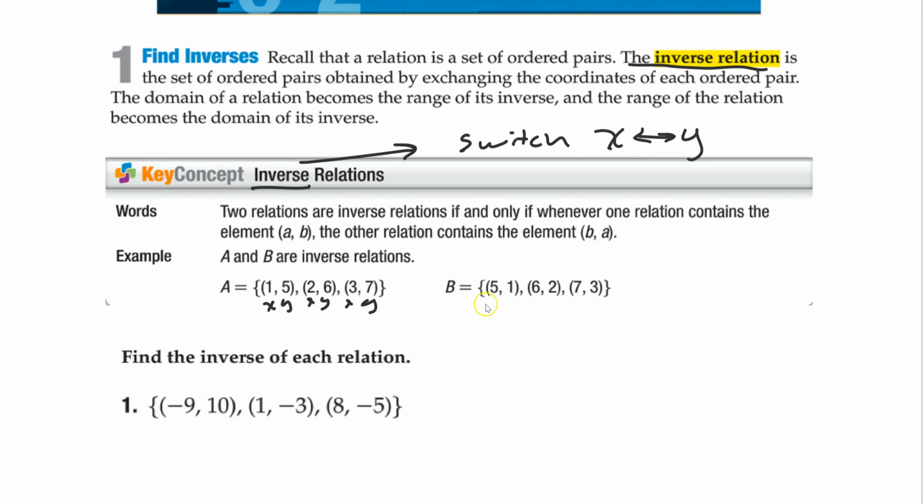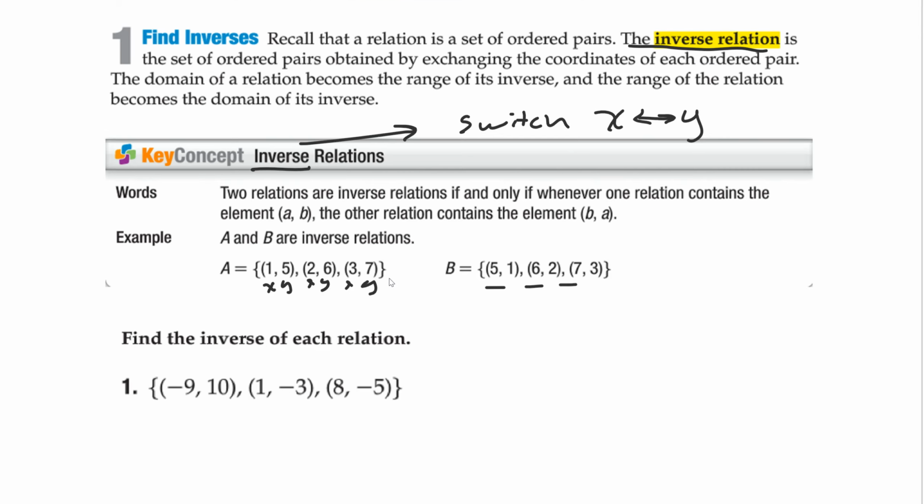You have to check to see if all the x's are different. In this case, yeah, it's a function. Sometimes it won't be. But that's how you do inverse relation. Just switch all the x and y's. That's what inverse means. Literally switch x and y.